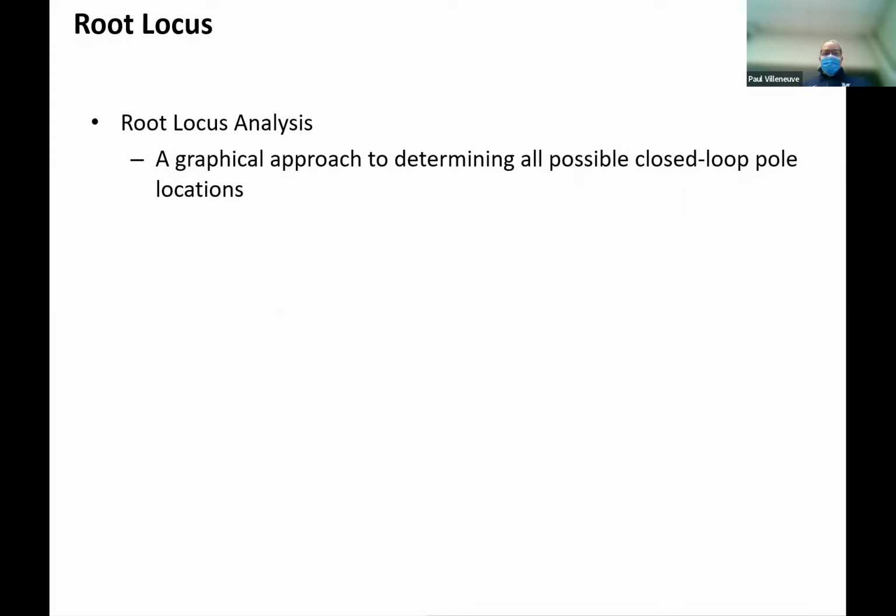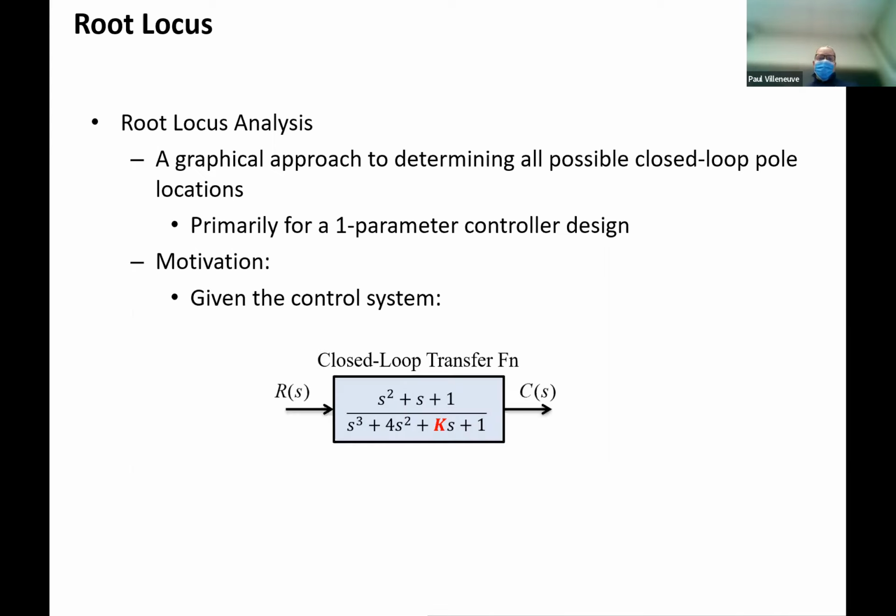All right, so root locus. It's a graphical approach, that's all it is. It determines all possible closed loop pole locations, pole meaning a valid root that's in the denominator, as my value of K is increased. That's why it's a one parameter controller design. The only thing that we're allowed to change is the gain block that's in there. So that's why it's just one parameter.